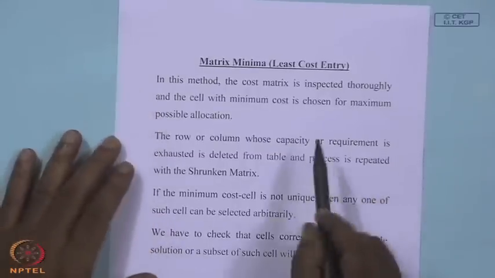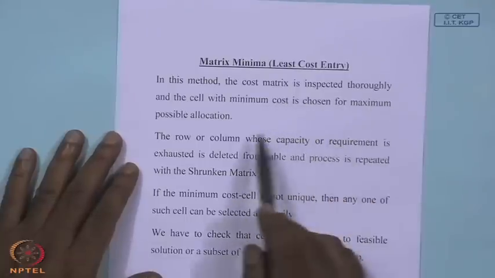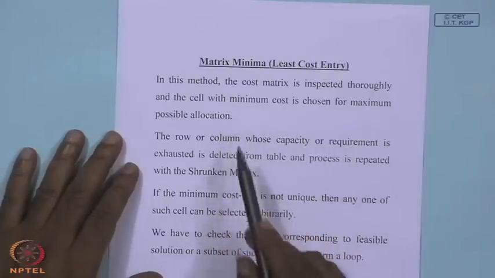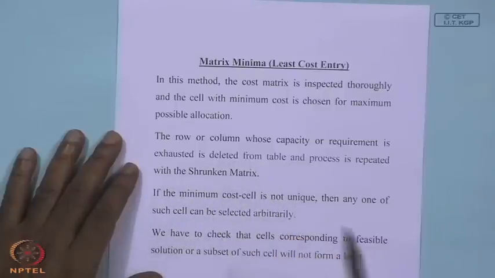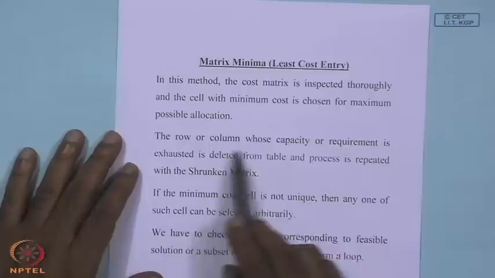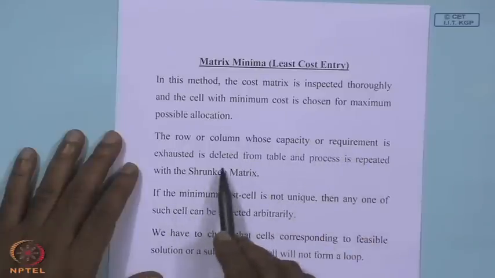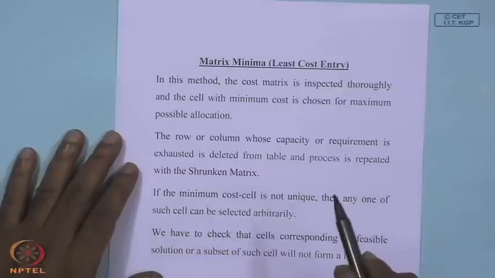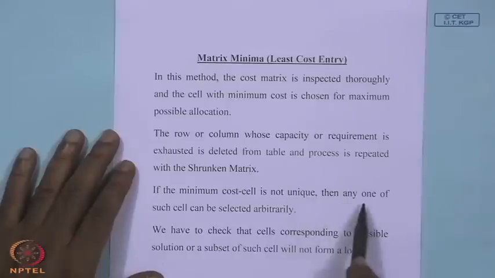Now, let us see the other method, matrix minima method. In this method, the cost matrix is inspected thoroughly and the cell with minimum cost is chosen for maximum possible allocation. That means now you are finding the minimum cost from all the cells, neither from a row nor from a column. Now, the row or column whose capacity or requirement is exhausted should be removed from the table and the process is repeated with the shrunken matrix. If the minimum cost cell is not unique, then arbitrarily you can select any one of the cells.